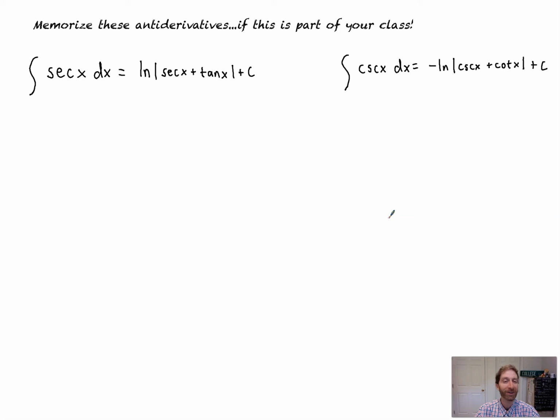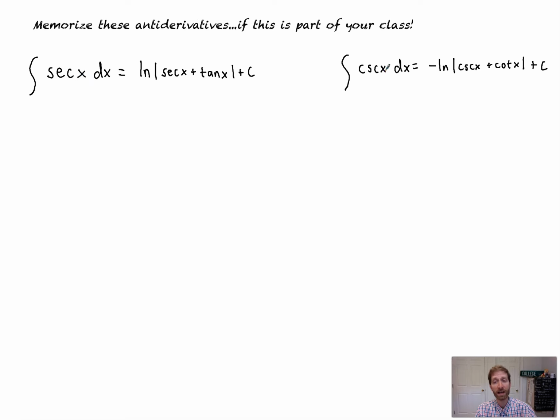Oh man, we've got an interesting bit in this video. I wanted to include this because you've got those college professors out there and some high school teachers who want you to memorize the antiderivative of secant x and cosecant x. And here they are. The antiderivative of secant x is ln of secant x plus tangent x.